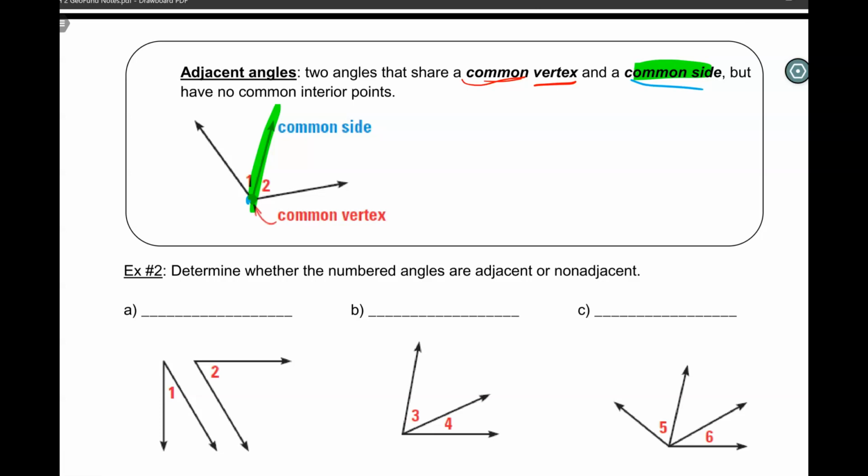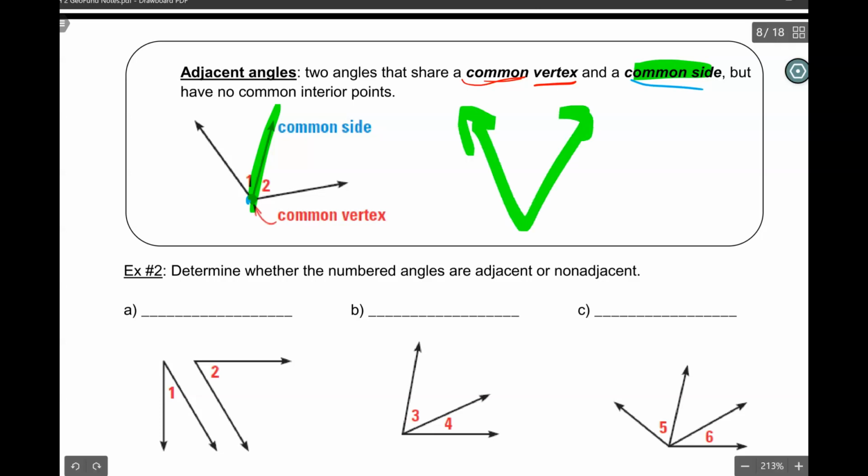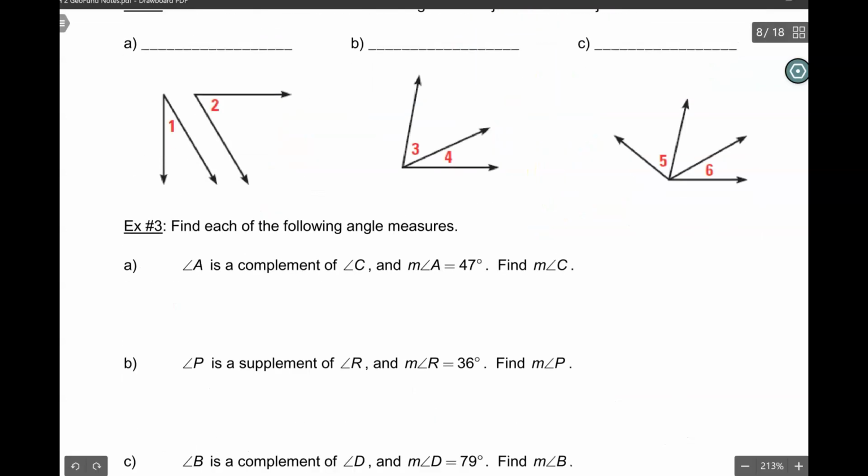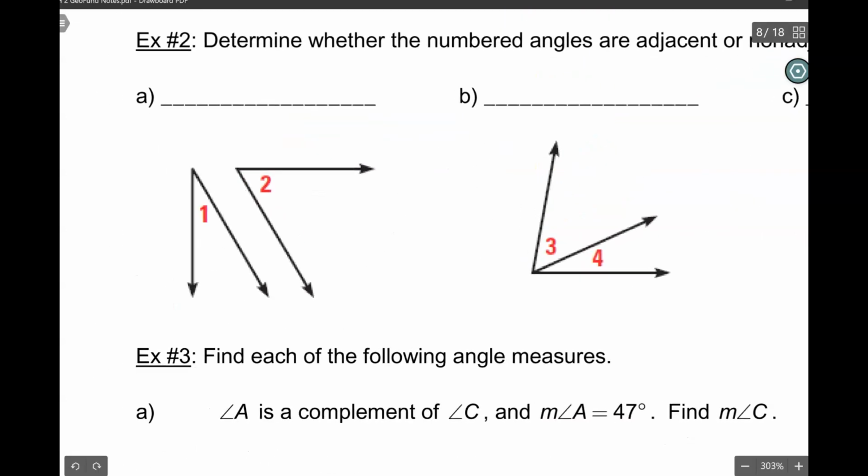So this means they can't have any common interior points. So if I have an angle this way, and I have an angle like this, notice that these are common interior points. These would not be adjacent angles. Although they have the same vertex, they don't have the same endpoint. Okay, so let's determine whether these angles are adjacent or non-adjacent. So 1 and 2, right? These are non-adjacent. They don't share the same endpoint. They don't share a common side.